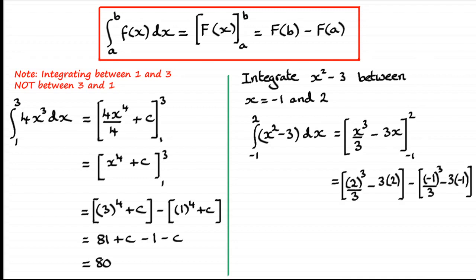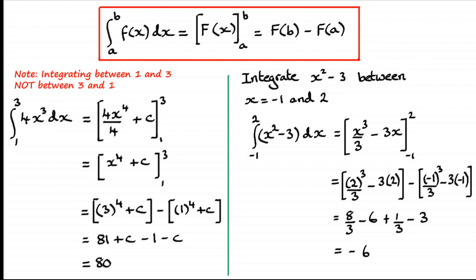Substitute your values in, and you should get this result here. Substitute the 2 first, 2 cubed over 3 minus 3 times 2, and then subtract what you get when you substitute the -1 in. Clean this up, what do you get? If you evaluate the terms, you should have 8/3 minus 6 plus 1/3 minus 3, and that turns out to be -6.